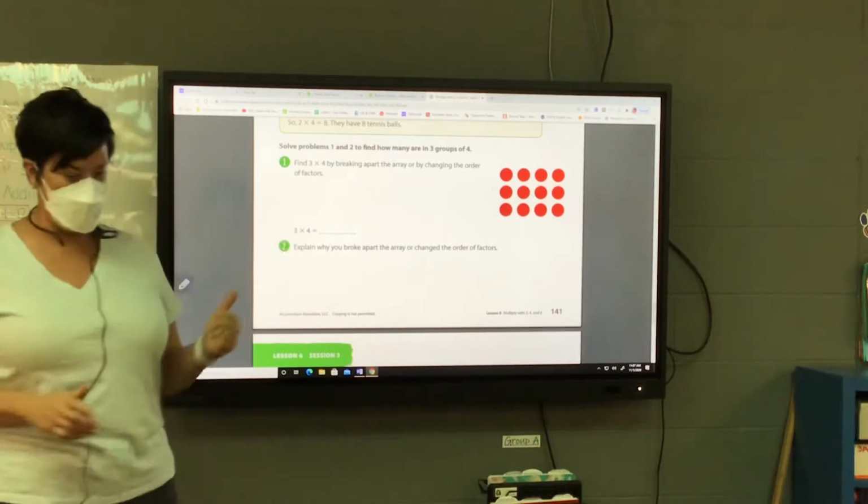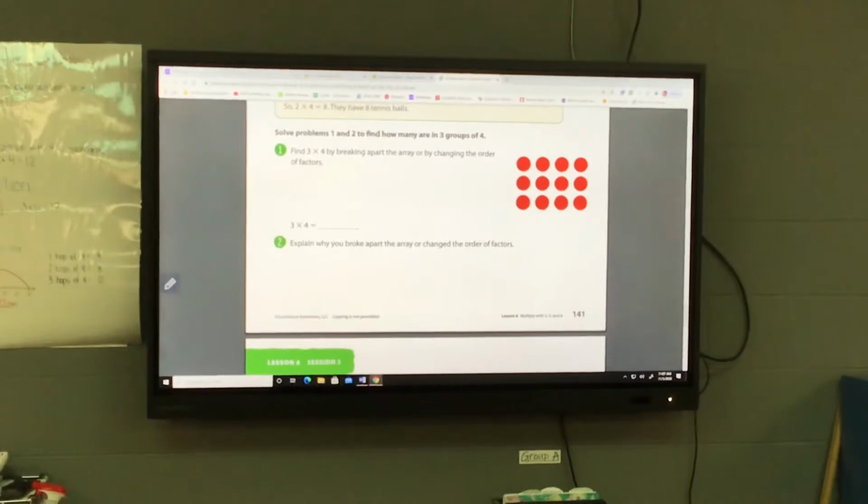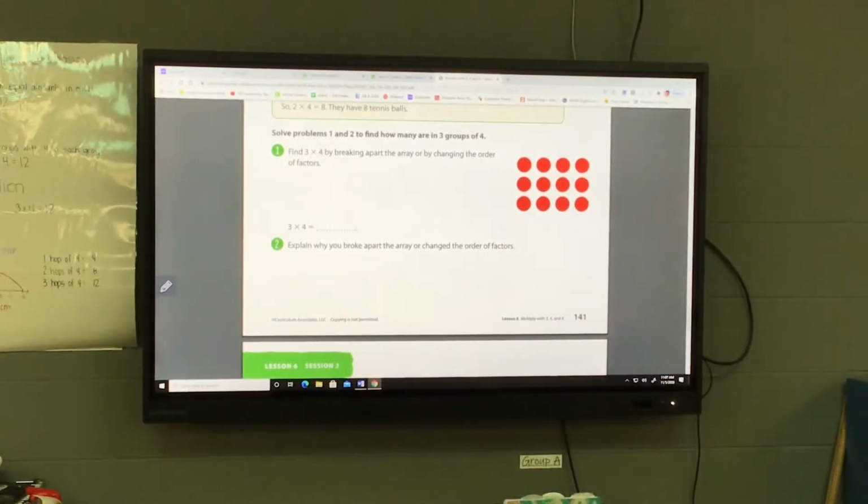All right, let's look at problem 1. Read problem 1 with me. Find 3 times 4 by breaking apart the array or by changing the order of factors. All right, so break apart that array. Show me how you would break it apart.